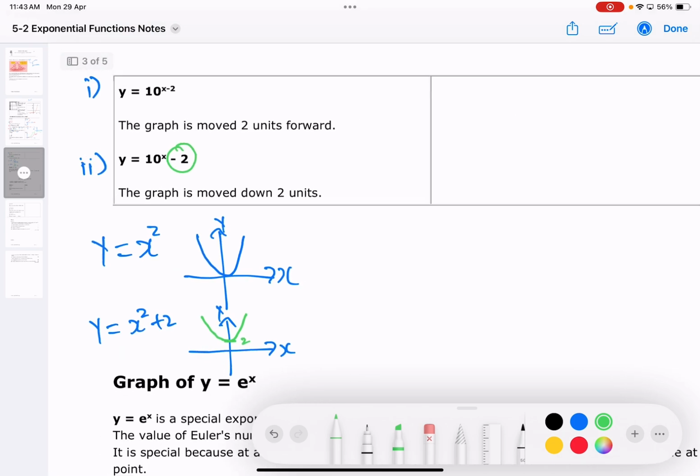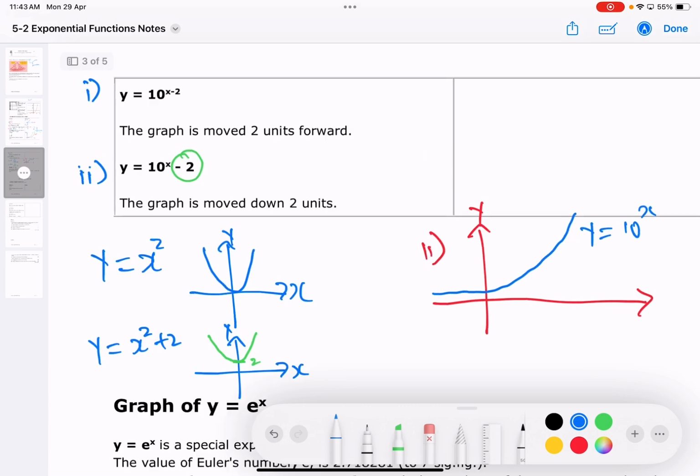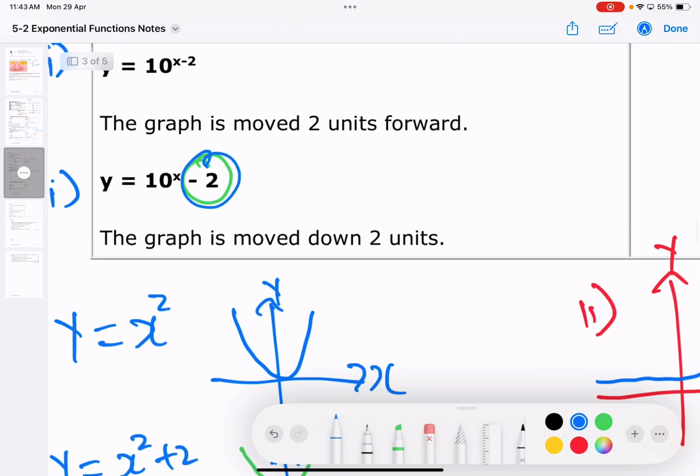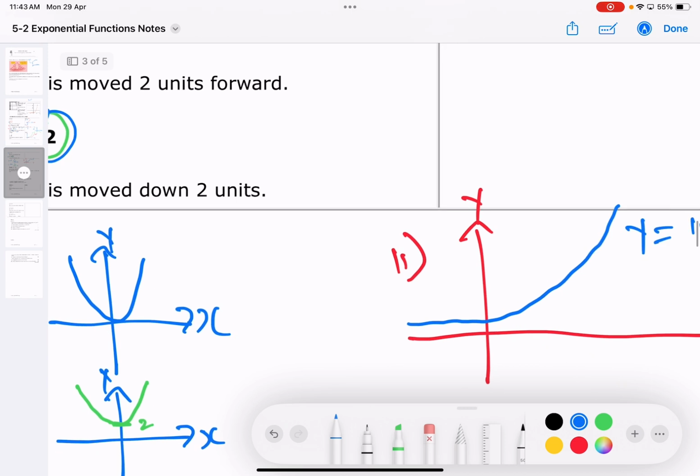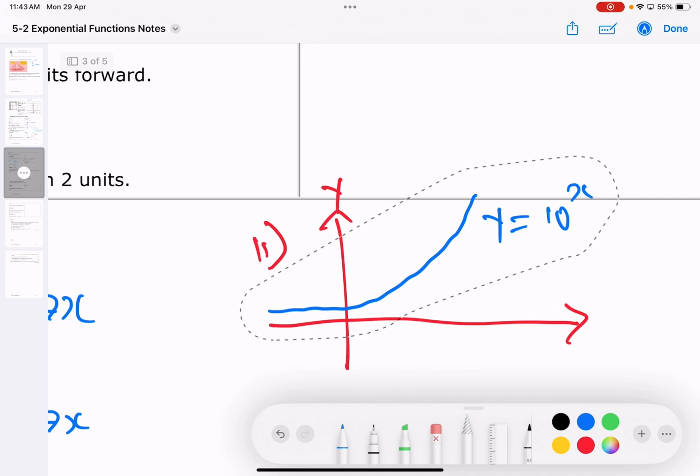Okay, so we do part 2 first. I know that the normal graph, this one I draw first, will look like this, right? This is the graph of y equals 10 to the power of x. But since now it is minus 2, what does it mean? It means that I need to shift this graph up or down? Down. So I need to shift this graph down.